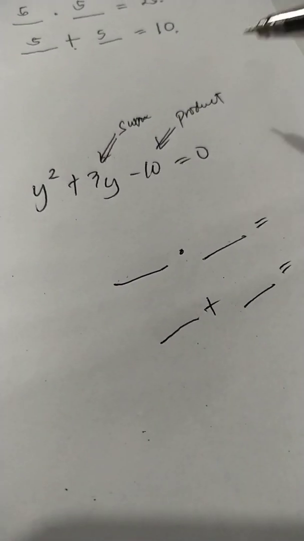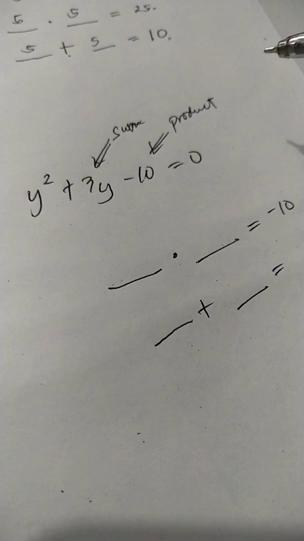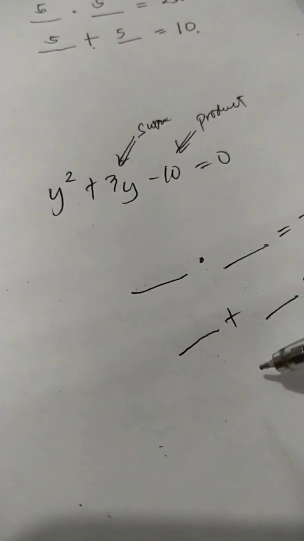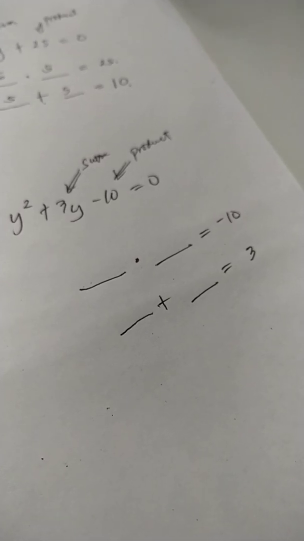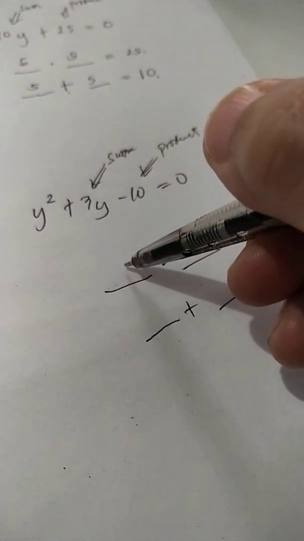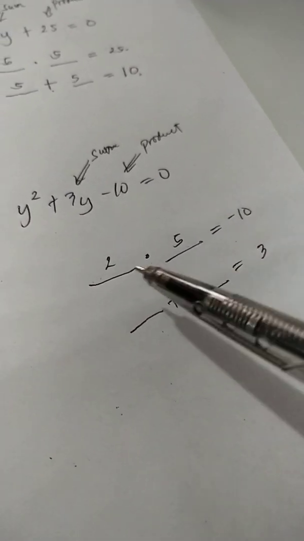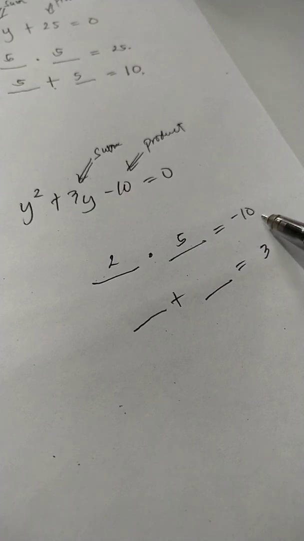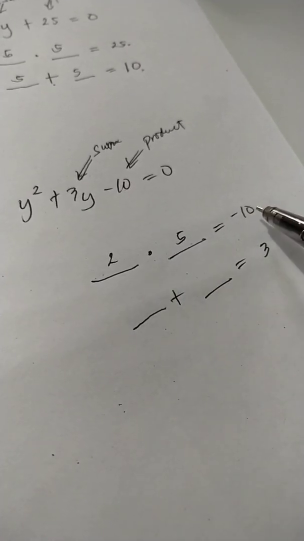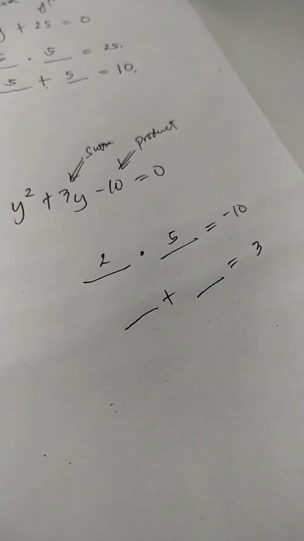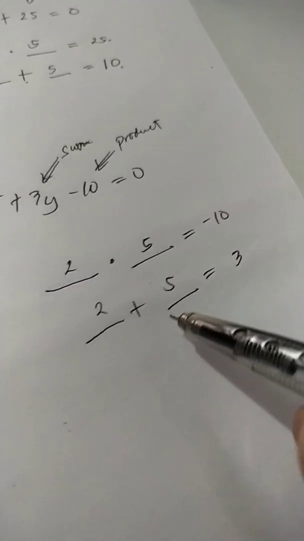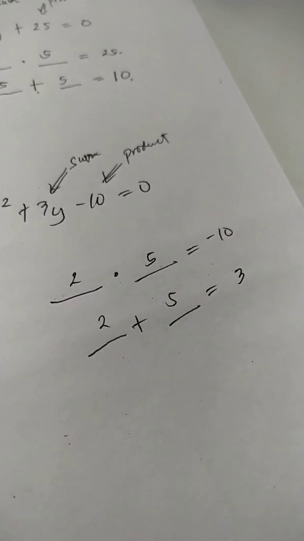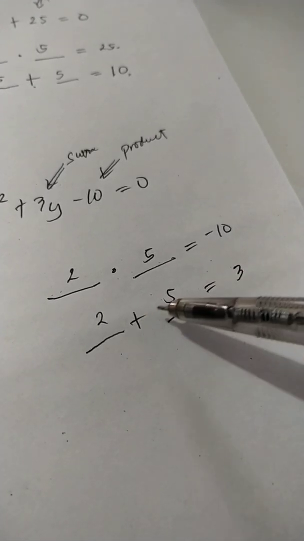So what are the two numbers that when we multiply, the result is negative 10, and when we add, the result is positive 3? So what are those two numbers? What are the possible factors of 10? That is 2 times 5. Positive 2 times positive 5 is positive 10. So something is wrong, meaning one of the factors must be negative. The same numbers must be used for the sum. We have 2 plus 5, positive 2 plus 5 is 7. Take note that it's not equal to 3, but it's 7.